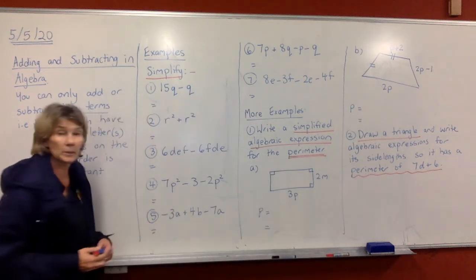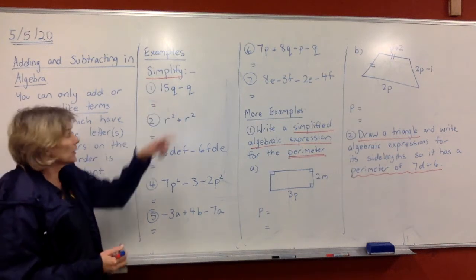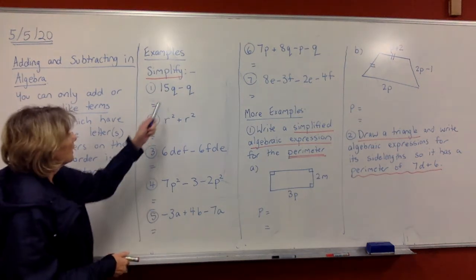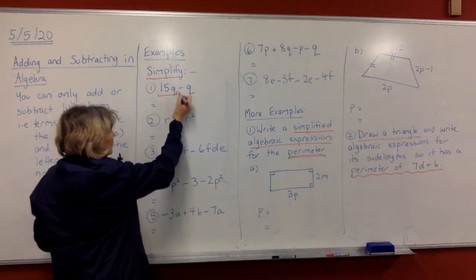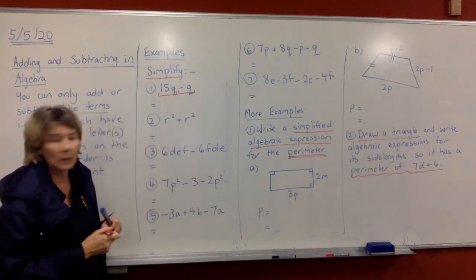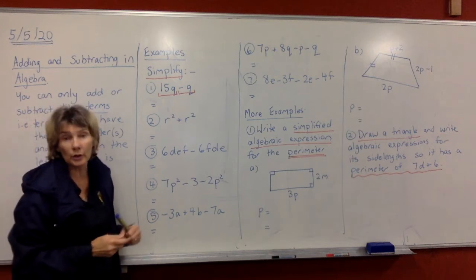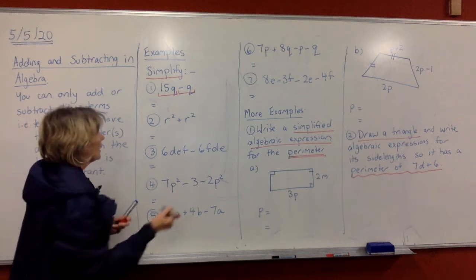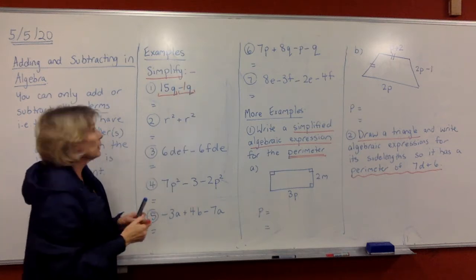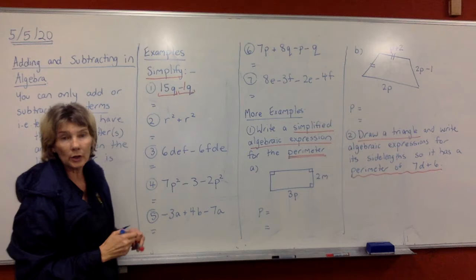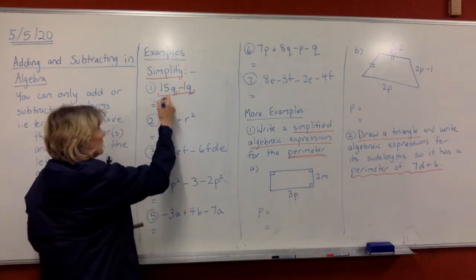Okay, so having a look through some examples, we've got 15q minus q. There's two terms here, 15q and minus q. They both have a q, so they're like terms and we can collect them. You will need a number here, so just get your red pen and write a 1 in front of that q. So now it says 15q minus 1q, and that will be 14q.